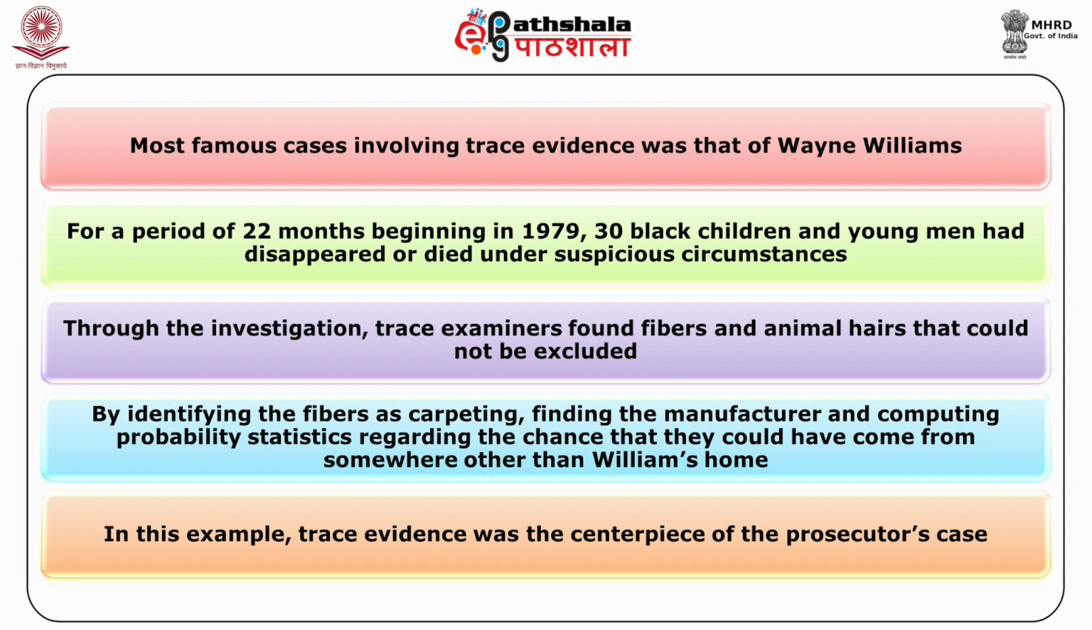By identifying the fibers as carpeting, finding the manufacturer, and computing probability statistics regarding the chance that they would have come from somewhere other than Williams' home, investigators were able to begin to use this evidence to tie the victims to Williams. In doing the same with the animal hair in comparison with Williams' dog, then calculating the statistics that someone would have a dog and carpeting that would be consistent with those of Williams made the case very strong and resulted in a conviction. In this example, trace evidence was the centerpiece of the prosecutor's case, and only careful evidence collection and examination made it possible.